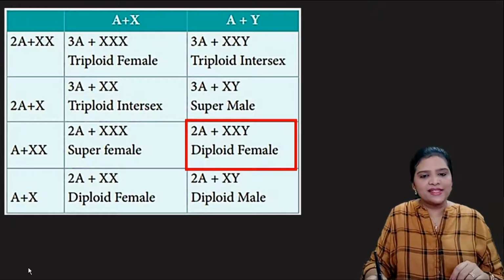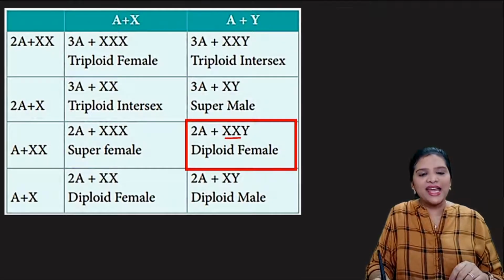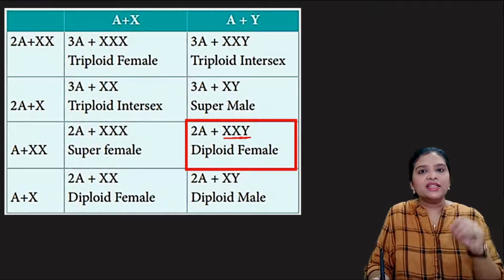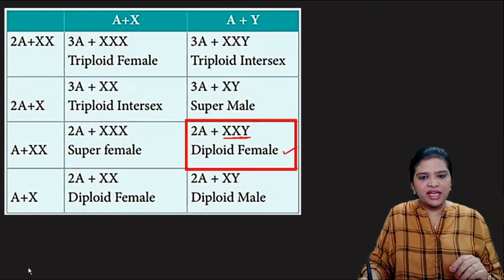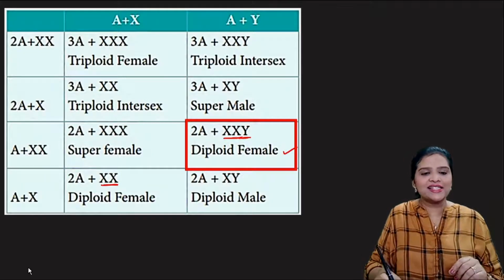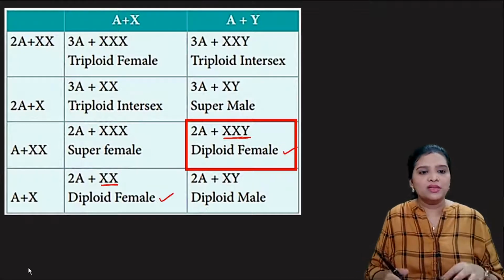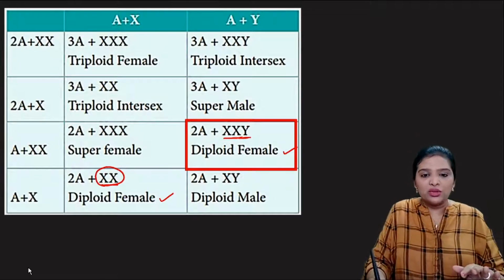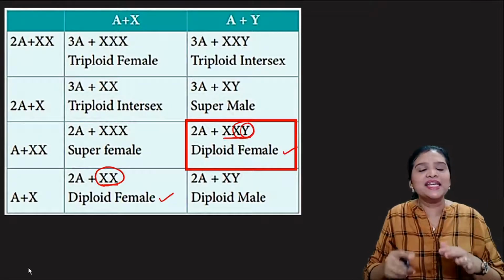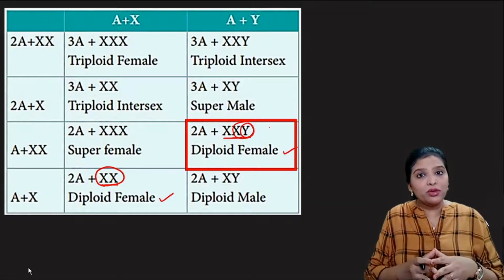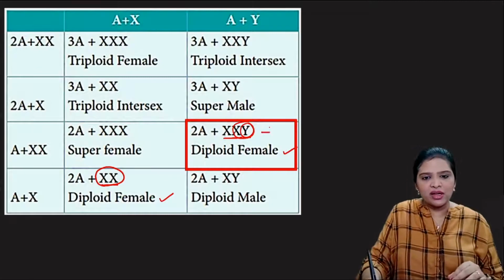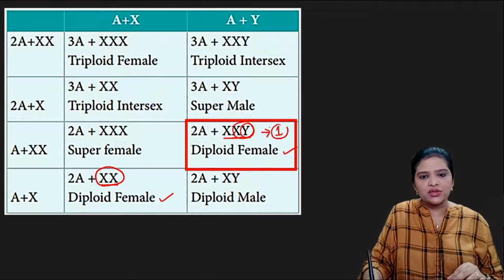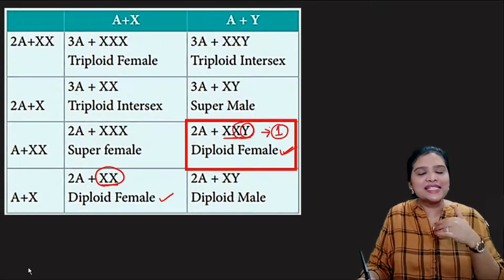So look at this condition here. Here we are saying if the organism has XXY, then also it is a female. If the organism has only XX, then also it is a female. How? Normally when it has XX chromosomes, it is a female. We know that. Though it has a Y chromosome, why can't it be a male? Why are we saying this is a female? When we put the sex index ratio, this organism is showing 1. So that's why we call this a diploid female.